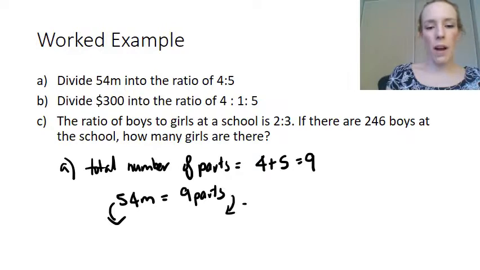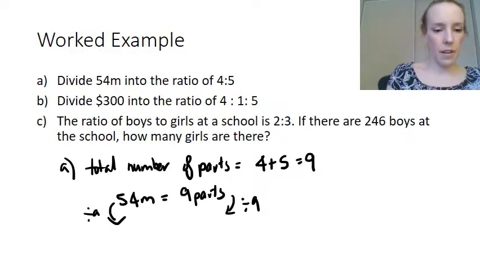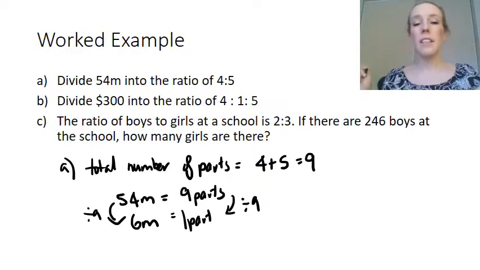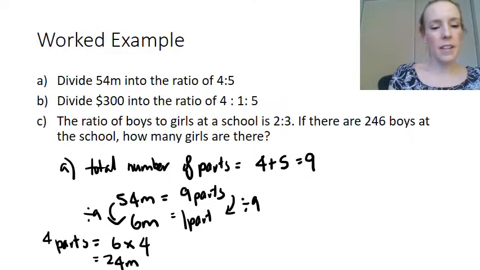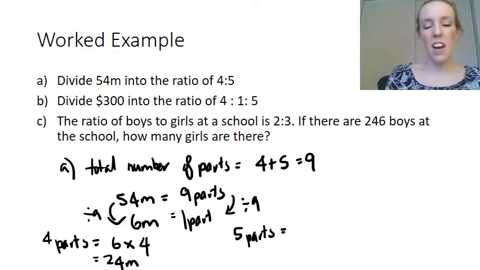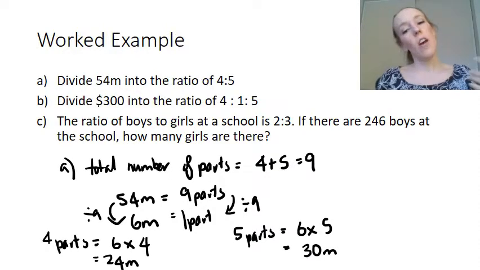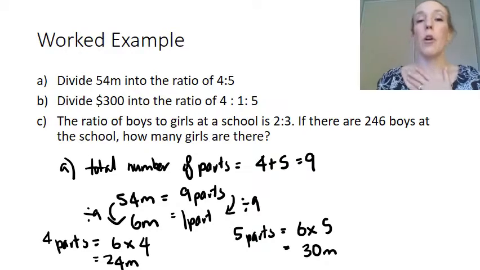So we divide both by 9. So 1 part, and that's 6 meters. So 6 meters is 1 part. So 4 parts equals 6 times 4, and that's 24 meters. And then in the other part of our ratio, we want to find 5 parts. So 5 parts equals 6 times 5, and that is 30 meters. We can add those together. 30 plus 24 equals 54, so we know that we're correct.